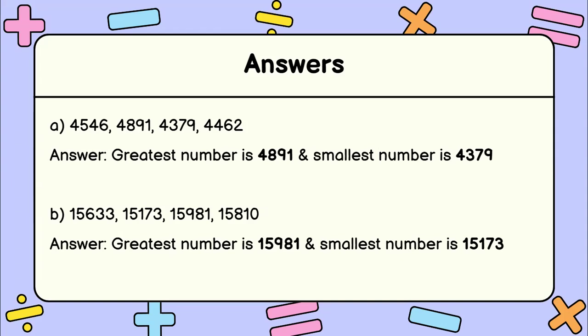So, the greatest number will, of course, be 15,981, while the smallest number will be 15,173.